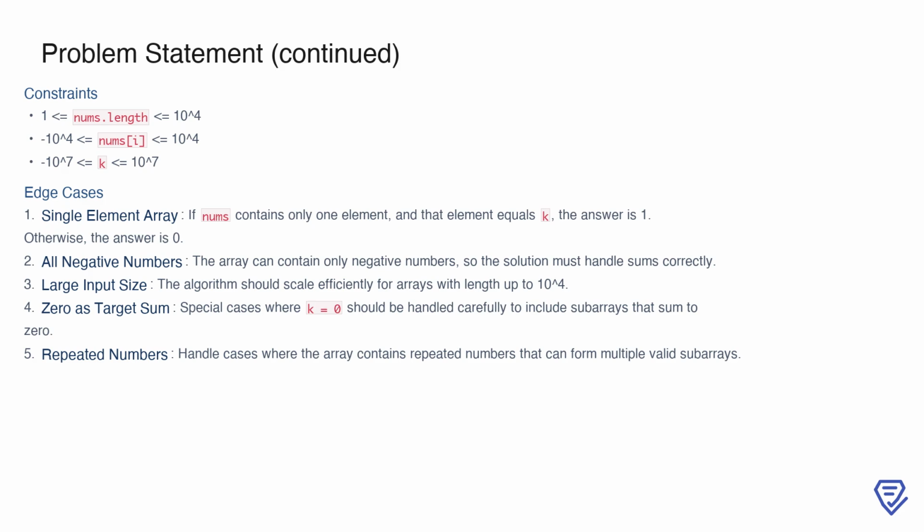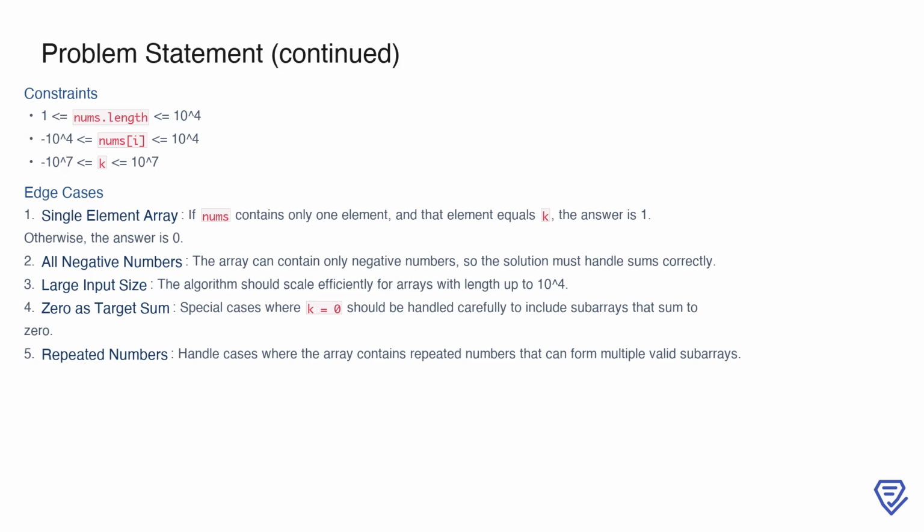The array nums can have up to 10,000 elements, and each value within nums can range from -10,000 to 10,000. The target sum k can also be very large, ranging from -10,000,000 to 10,000,000. Edge cases include scenarios like a single element array, where a match with k results in one valid subarray, or no match results in 0. Arrays with all negative numbers must be handled correctly as well.